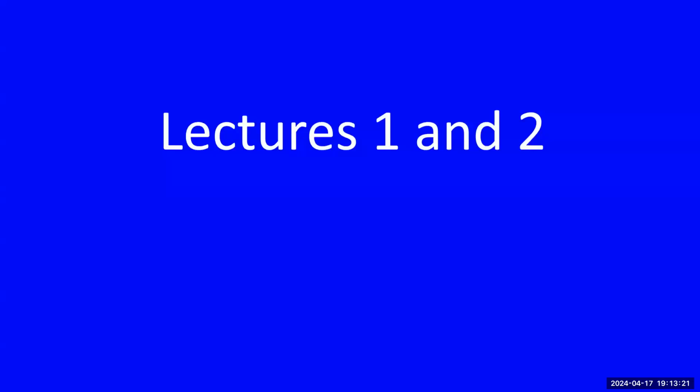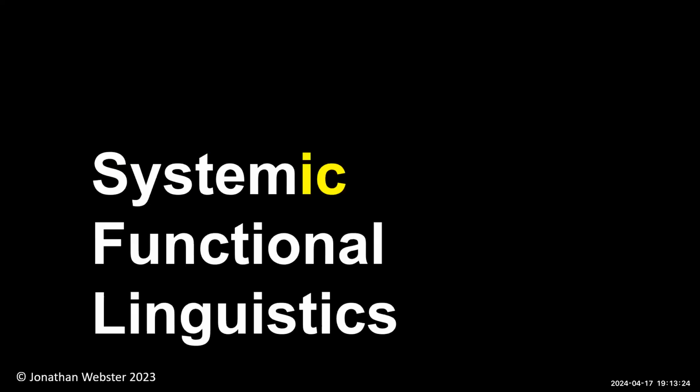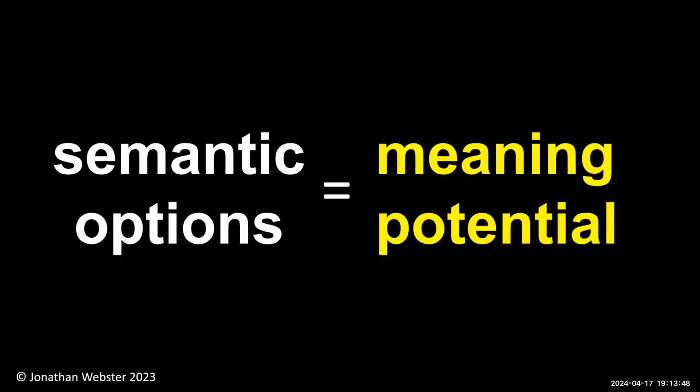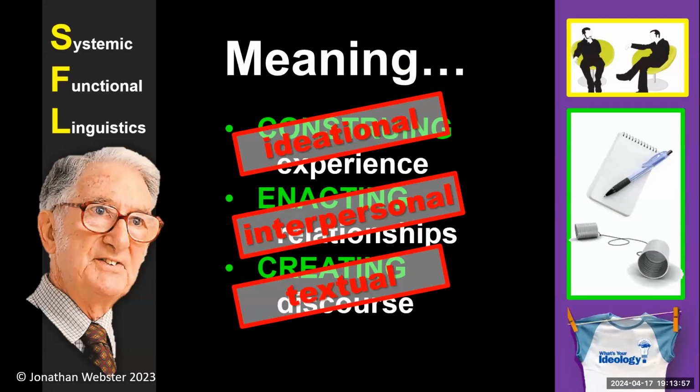Lectures 1 and 2. Systemic functional linguistics. What does it mean, systemic? Systems of choice. Sets of semantic options. Really, SFL, systemic functional linguistics, is a theory of meaning, because that's what you begin with. These semantic options, these choices, correspond to the meaning potential of the text. And what is meaning? Ideational, interpersonal, textual.